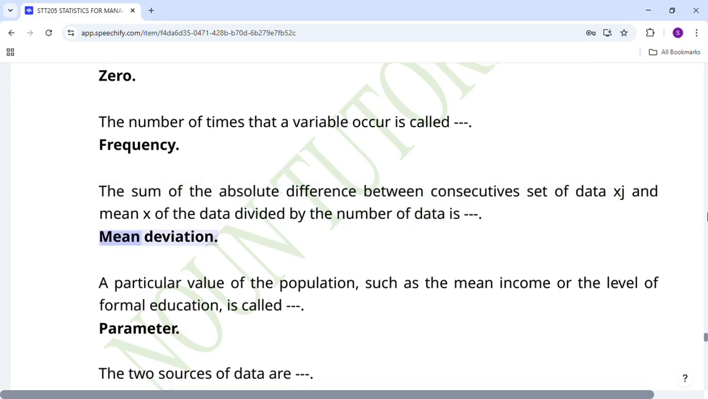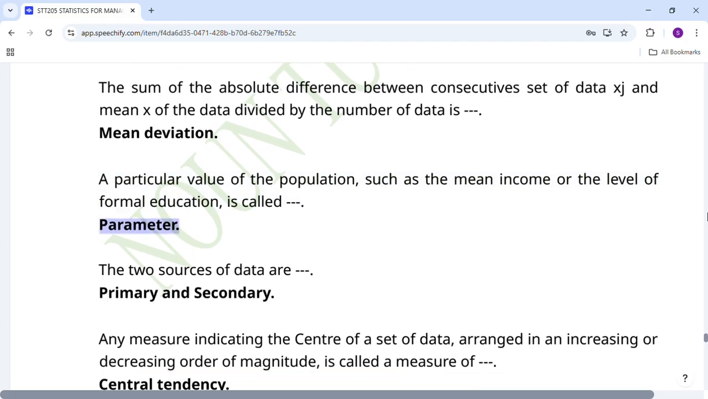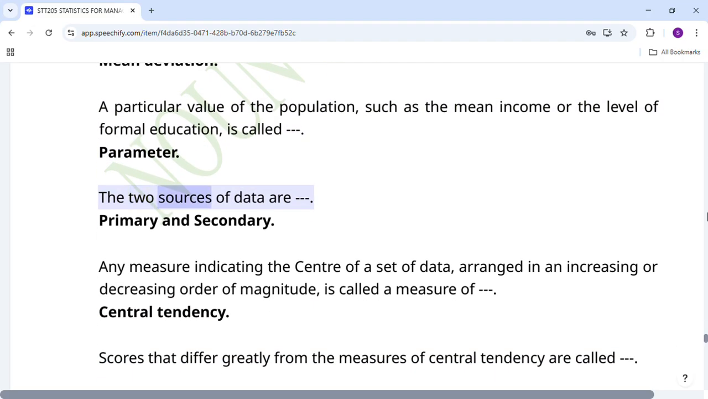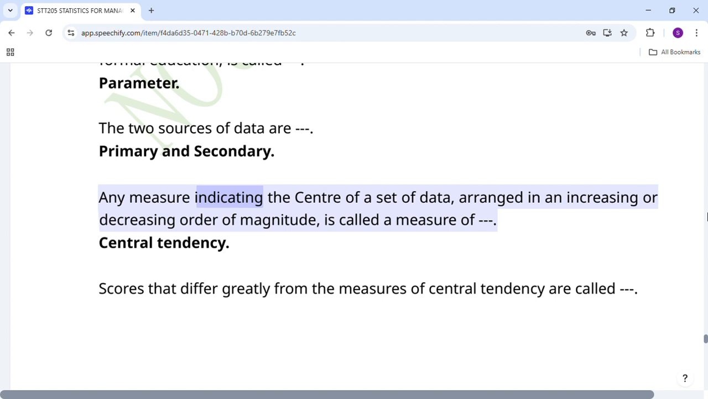A particular value of the population, such as the mean income or the level of formal education, is called a parameter. The two sources of data are primary and secondary. Any measure indicating the center of a set of data, arranged in an increasing or decreasing order of magnitude, is called a measure of central tendency.